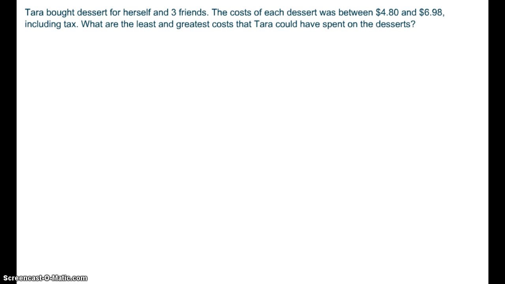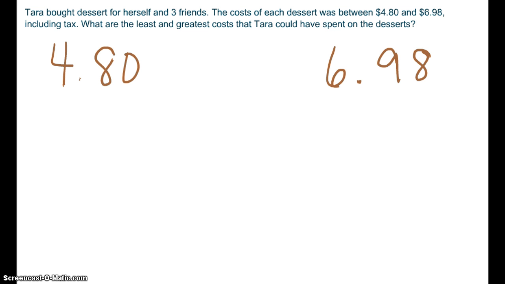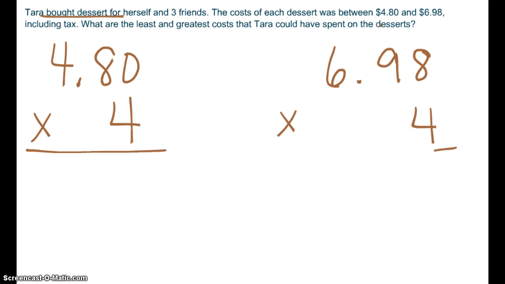So in this problem, we know that Tara bought dessert for herself and 3 friends, so that's for 4 people. We know that it was anywhere between $4.80 and $6.98. So we're asked to find the least and the greatest amount that she could have spent. So what we're going to do is take $4.80, multiply it by 4, remember, because it's dessert for herself and 3 friends, and then $6.98 and multiply it by 4.